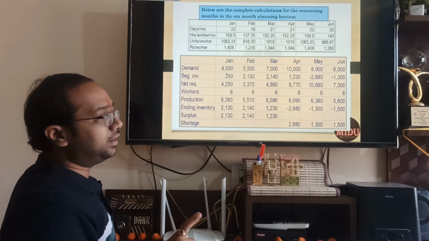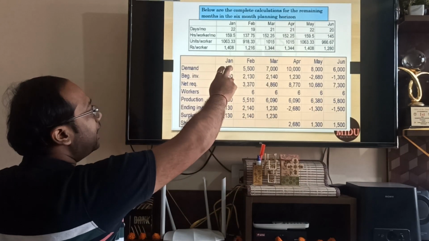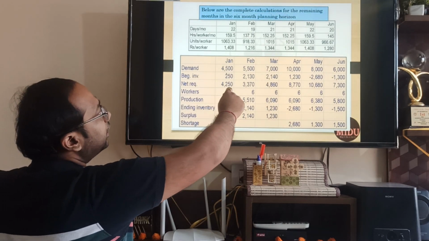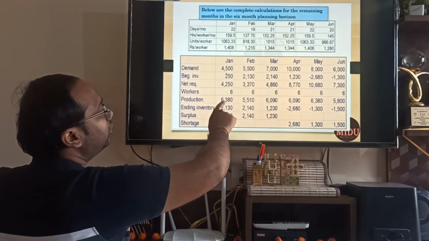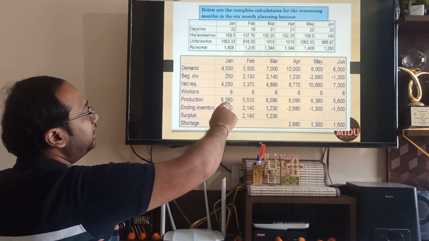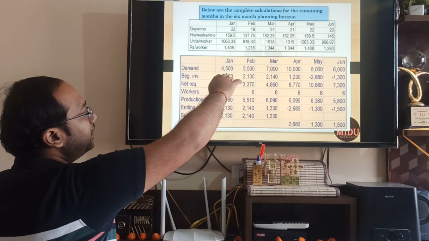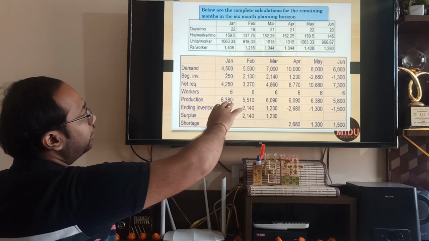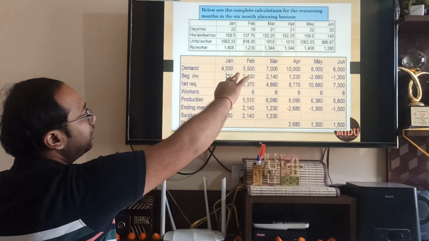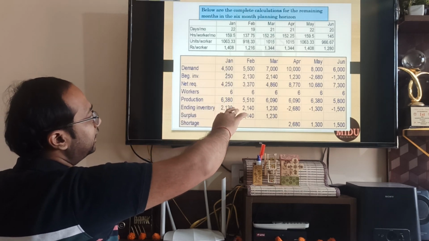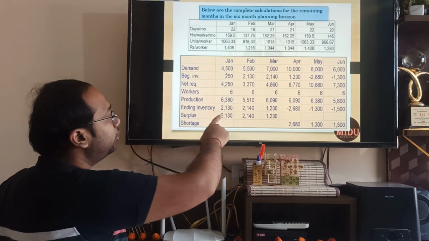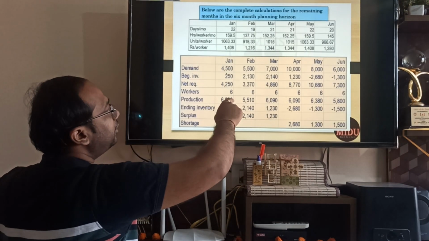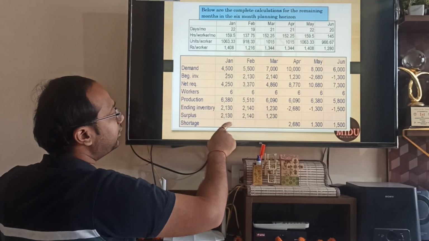What we need to take care of is that demand minus beginning inventory is the net requirement. Workers into how much each worker can produce is the production. Then production minus demand plus beginning inventory is your ending inventory, correct? So how do we get this 2130? It is the 6380 that you produced, minus the demand, plus the beginning inventory. This comes as the ending inventory.